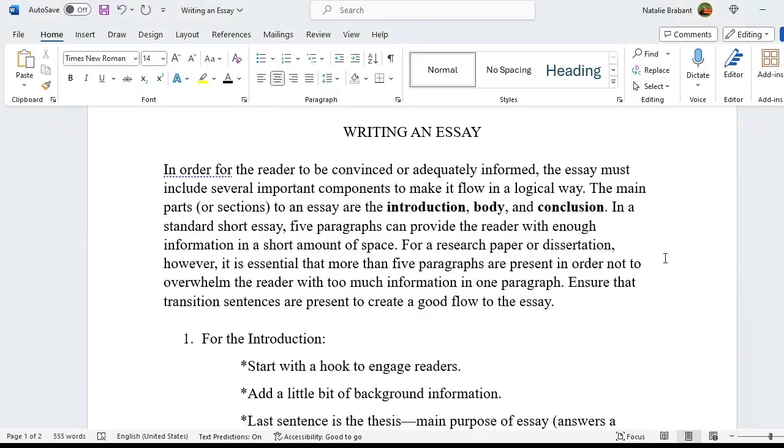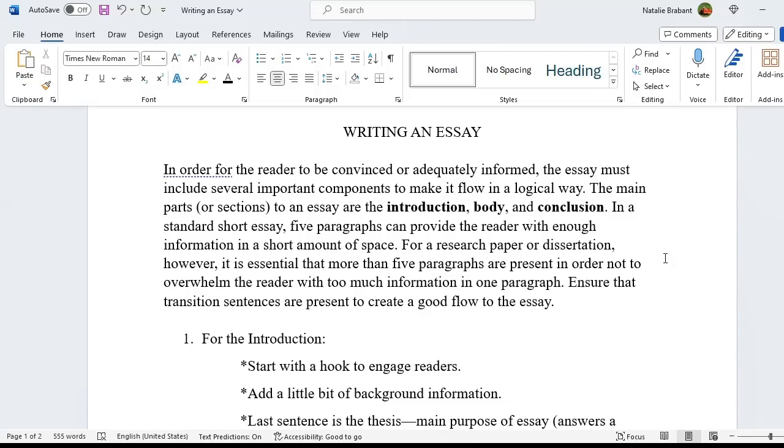Writing an essay. In order for the reader to be convinced or adequately informed, the essay must include several important components to make it flow in a logical way. The main parts or sections of an essay are the introduction, the body, and the conclusion. In a standard short essay, 5 paragraphs can provide the reader with enough information in a short amount of space. For a research paper or dissertation, however, it is essential that more than 5 paragraphs are present in order not to overwhelm the reader with too much information in one paragraph.